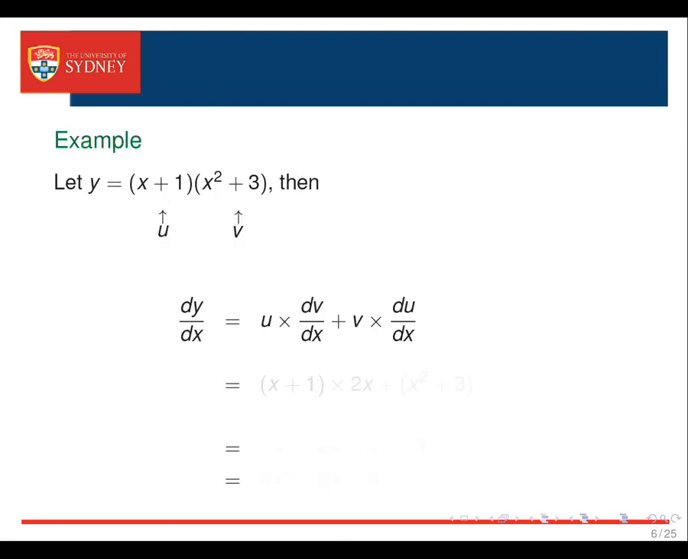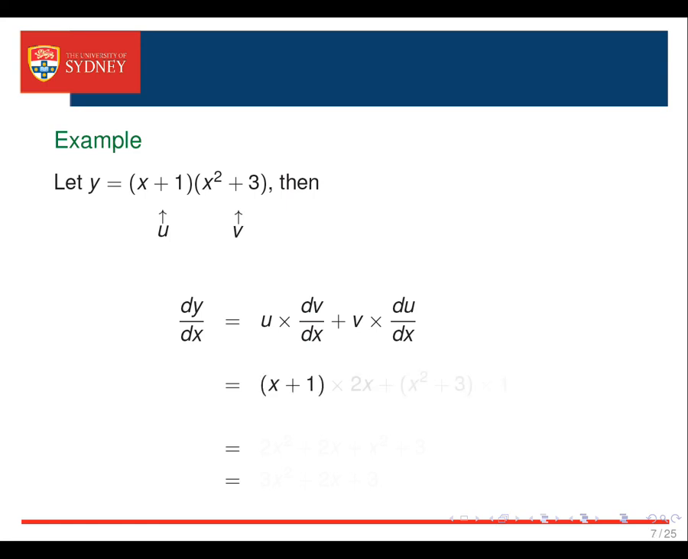So rather than differentiating the first function we considered earlier by expanding everything, let's use the product rule instead. Letting u be the first function x plus 1, and v be the second function x squared plus 3, the product rule states that the derivative dy dx is therefore given by u times the derivative of v plus v times the derivative of u.